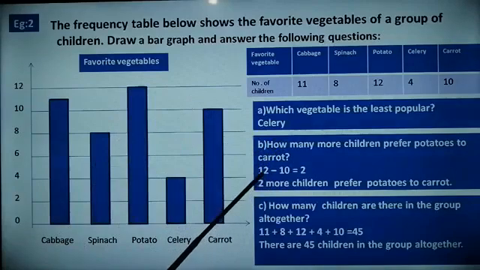So here, 12 minus 10. That means what is the number we will get? 2. So 2 more children prefer potatoes to carrot, isn't it? Now we move to the third question.